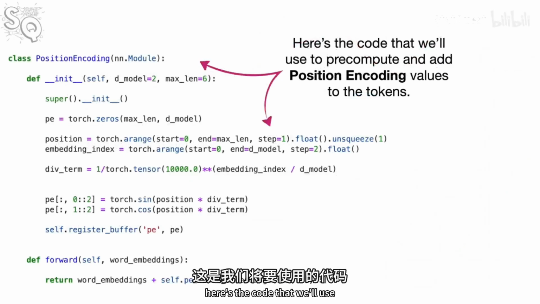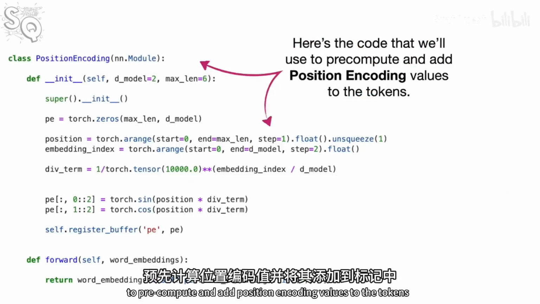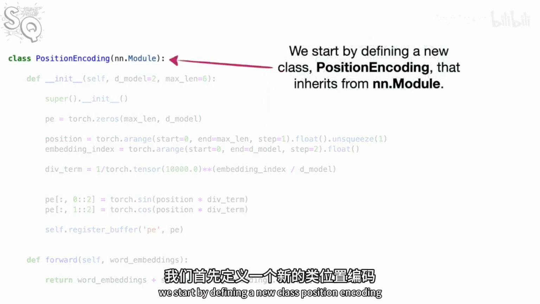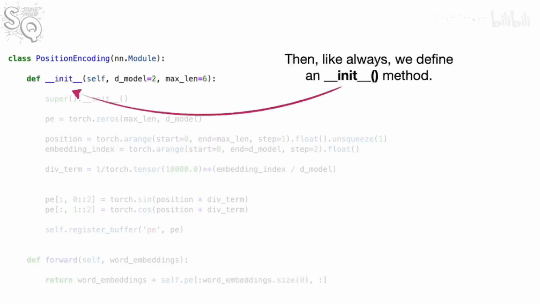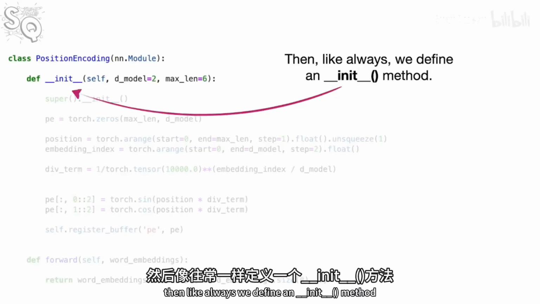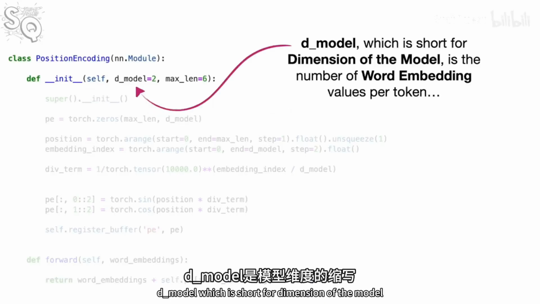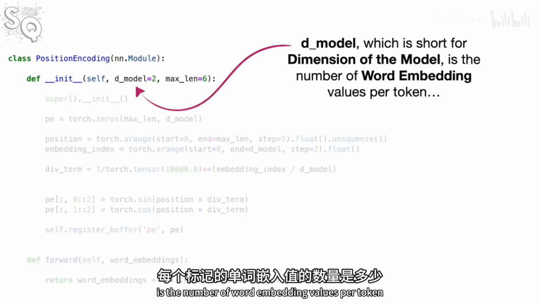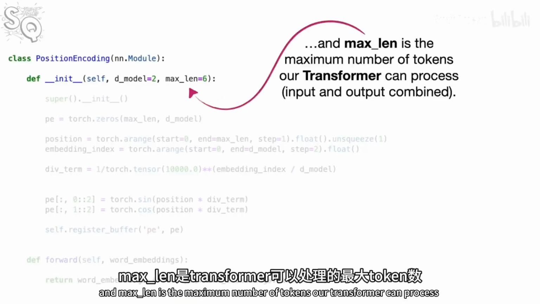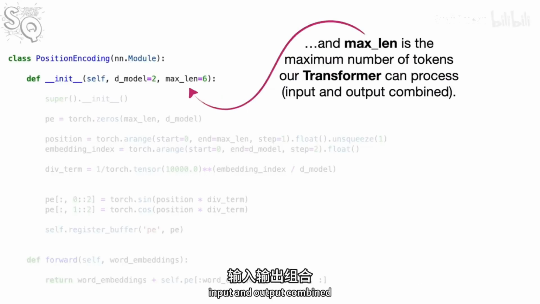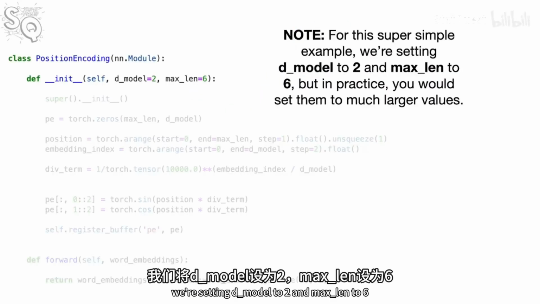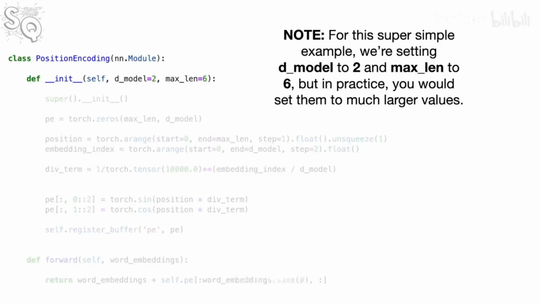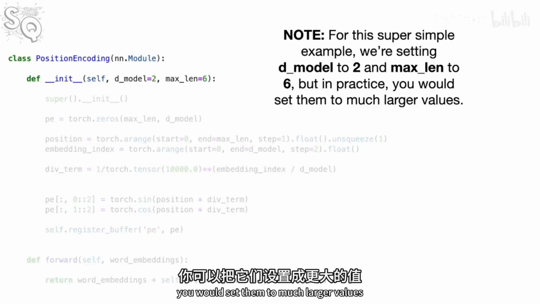Here's the code that we'll use to pre-compute and add position encoding values to the tokens. We start by defining a new class, PositionEncoding, that inherits from nn.Module. Then, like always, we define an init method. d_model, which is short for dimension of the model, is the number of word embedding values per token. And max_len is the maximum number of tokens our transformer can process, input and output combined. Note, for this super simple example, we're setting d_model to 2 and max_len to 6, but in practice, you would set them to much larger values.